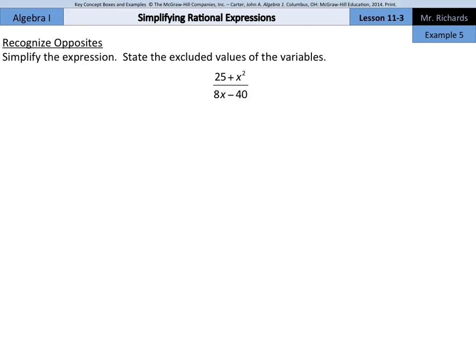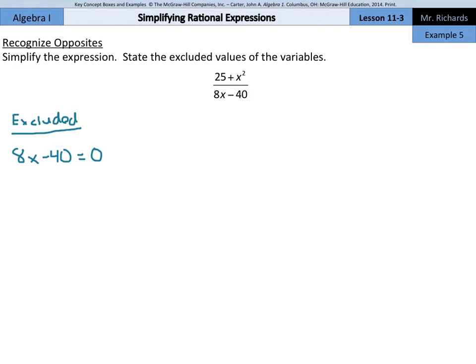In our fifth example, we're going to see the importance of recognizing opposites, but we'll simplify the expression again and state the excluded values of the variable. Let's look at the excluded values first. One reason I like to look for them first is because you always want to use the denominator of the original expression, not the simplified expression, and set that equal to 0. If you do it first, you're not going to get it confused. Find the excluded values first and then simplify your expression, is the way I would do it.